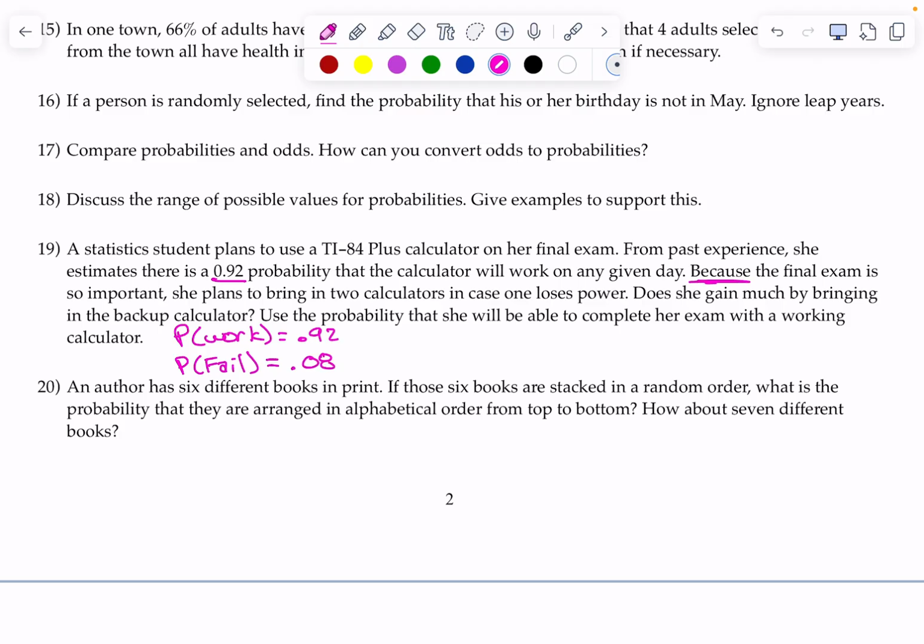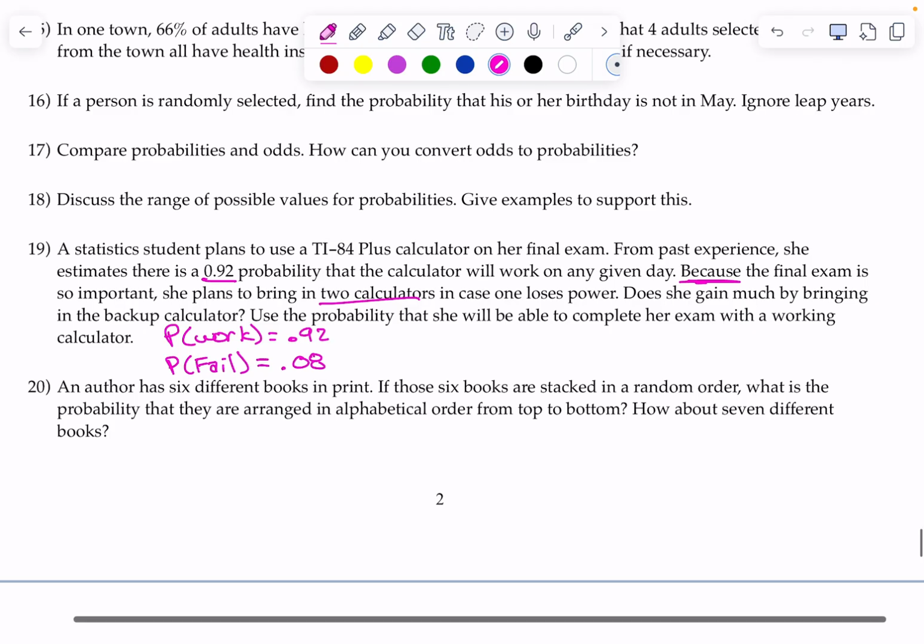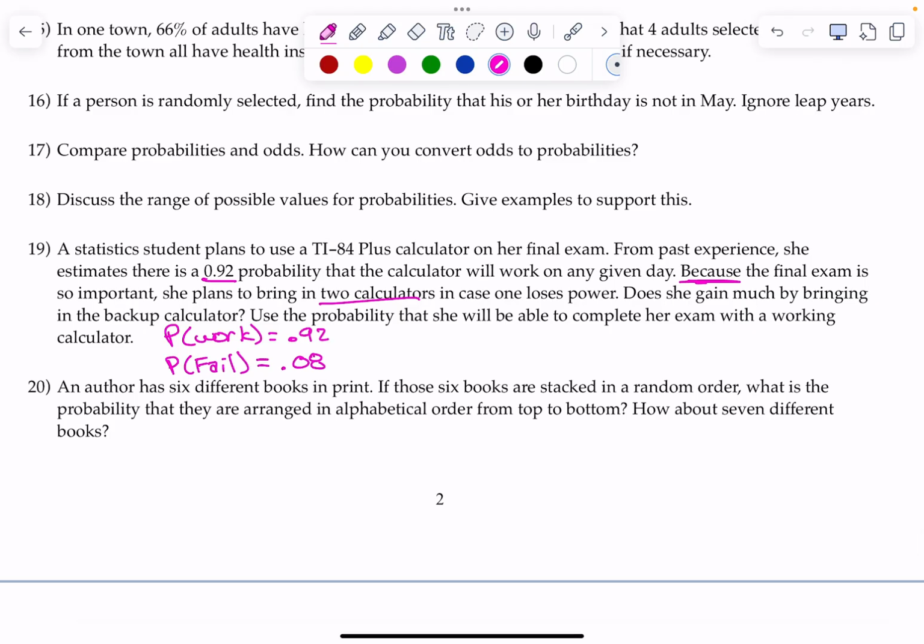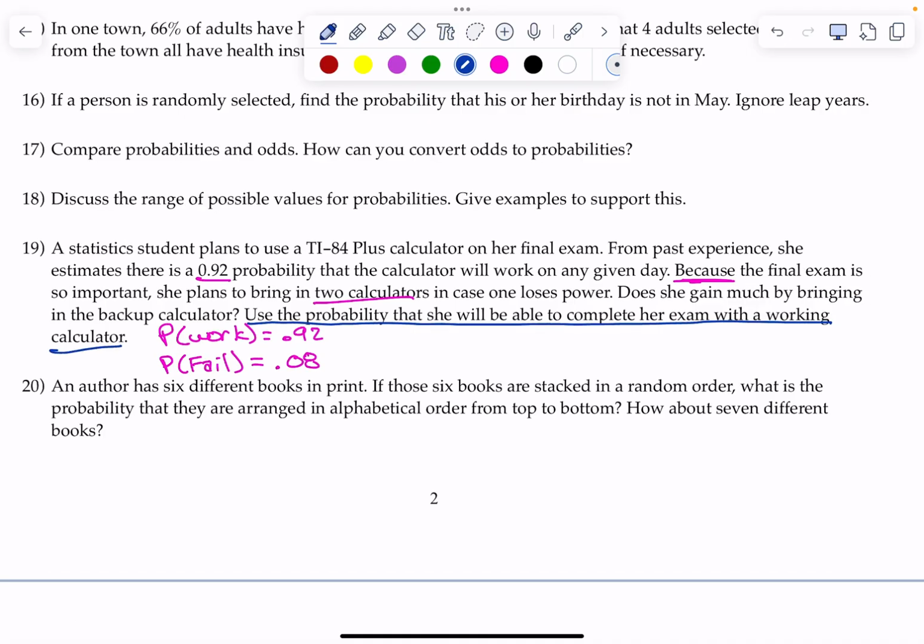Because the final exam is so important, she plans to bring 2 calculators in case one loses power. Does she gain much by bringing a backup calculator? Use the probability that she'll be able to complete her exam with a working calculator. That is finding the probability that at least 1 will work.